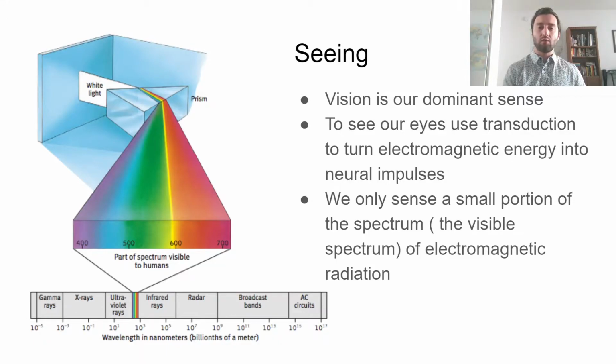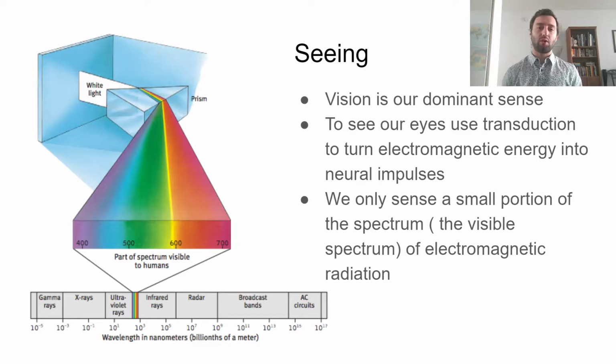So how do we see? Basically, we're using our eyes to go through that process of transduction, turning energy into something our brain can understand, to turn electromagnetic energy into neural impulses. Again, that's transduction, turning something into something else. So our eyes, all they do is collect electromagnetic energy.